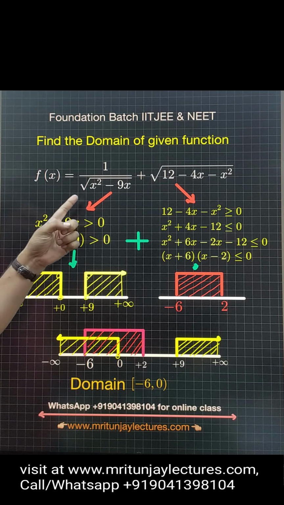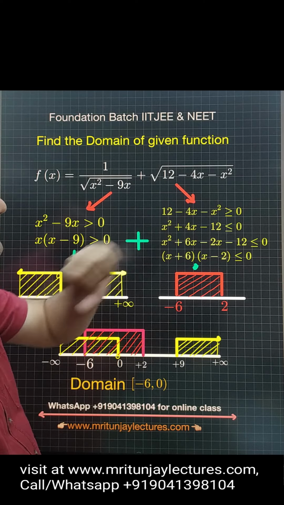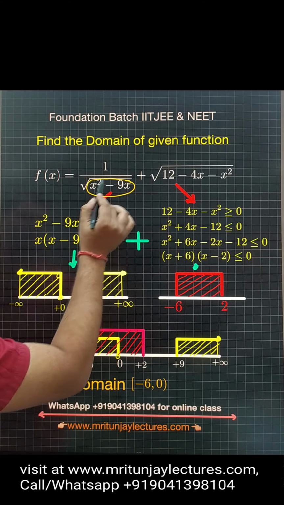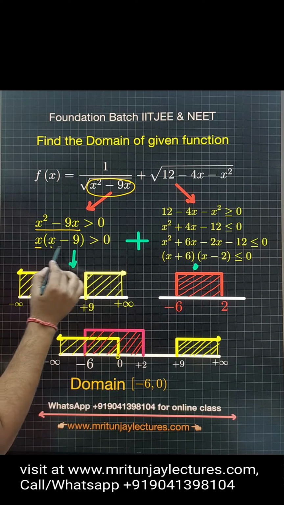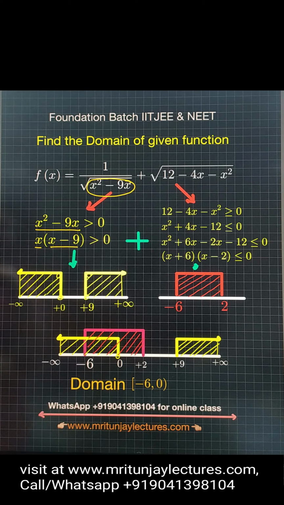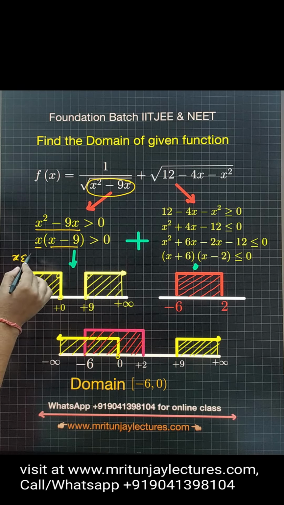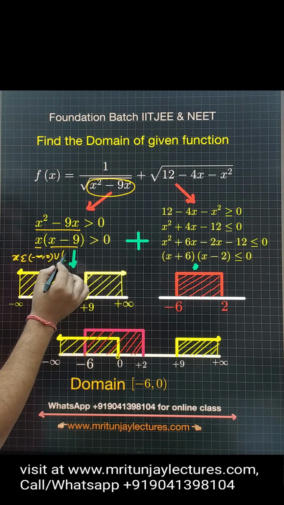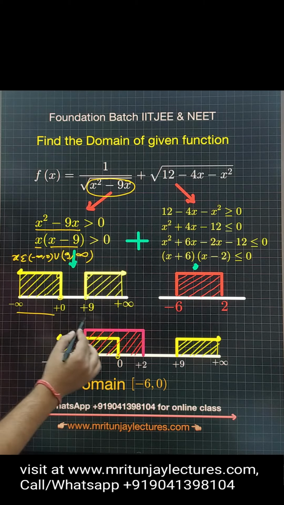f(x) = 1 upon under root x square minus 9x plus under root 12 minus 4x minus x square. Okay, so if that part is greater than 0, it means x square minus 9x is greater than 0. So x into (x minus 9) is greater than 0. So if you make it like that, minus infinity to 0 union 9 to infinity, open interval. So represent it like that.